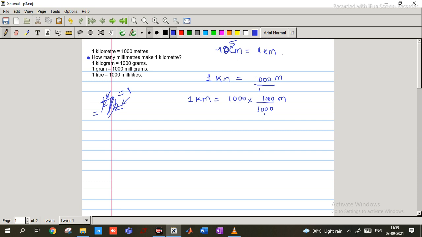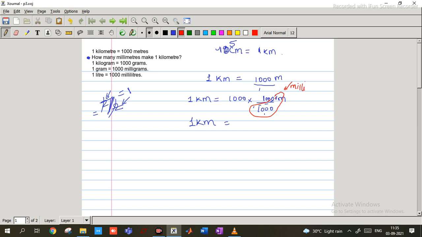Okay, now 1 kilometer is equal to, so this part, 1 by 1000, can I say this is milli?